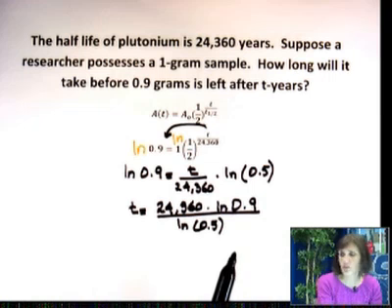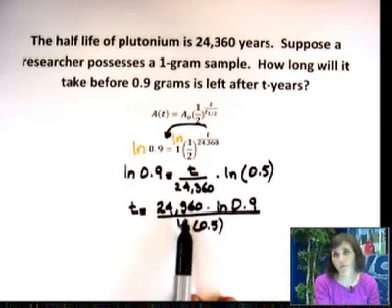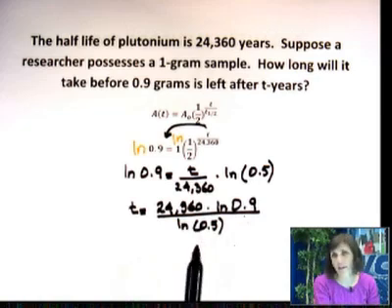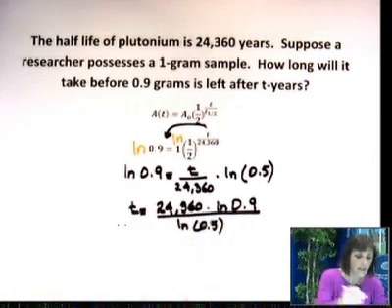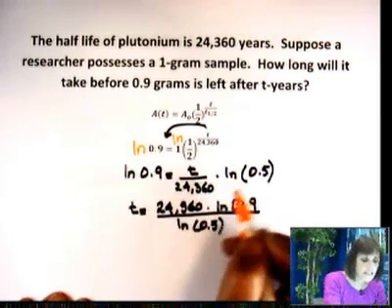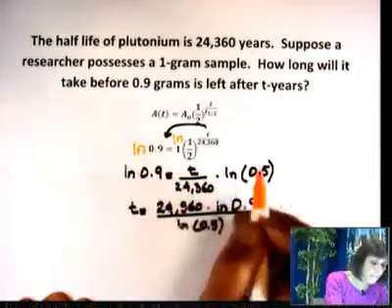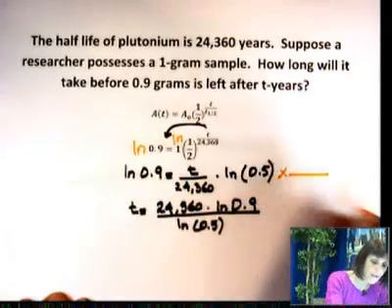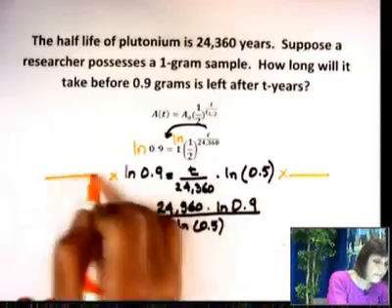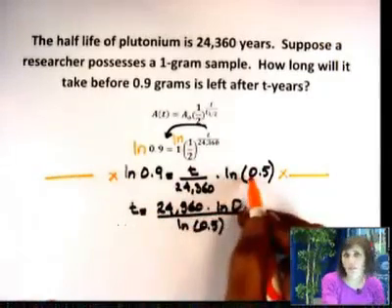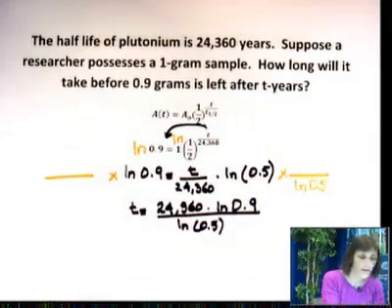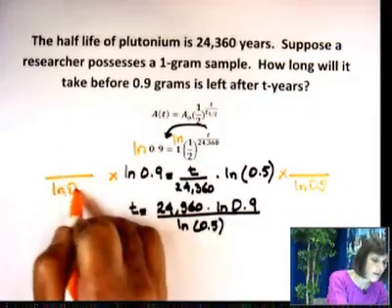So what do you need to do with your calculator? Push 24,360 times. Take ln of 0.9, divide by ln of 0.5. If you don't see this right away, remember what I did is I pretty much did this thing. I can multiply everything by something to get rid of all this. To get rid of ln of 0.5, I have to divide. But I cannot just divide there. I have to divide here as well.